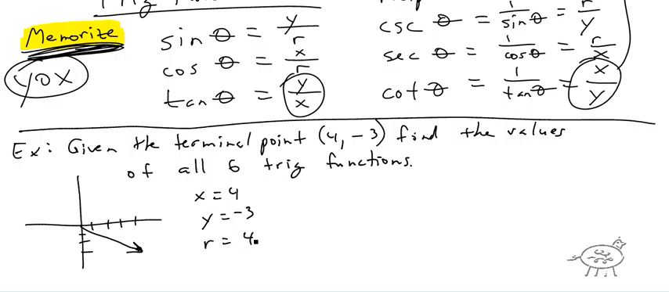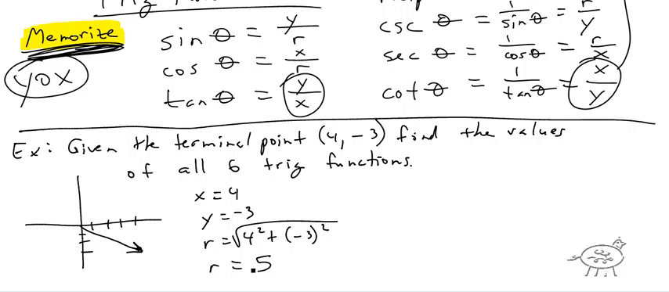So 4 squared plus -3 squared and the square root of that, right? So r is equal to, well, this is just a 3, 4, 5 triangle, so r is equal to 5. And then you just plug it back into all those friendly little functions we just learned.